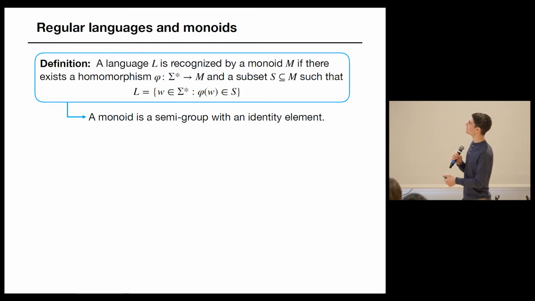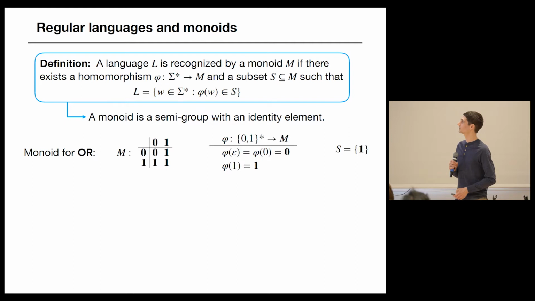In case you don't remember, a monoid is just a semigroup, so there are no inverses, but it does have an identity element. So as an example, let's just look at the monoid for OR. It's just this two-element monoid, right? In which the homomorphism just maps 0 to 0 and 1 to 1. And if any of the bits of your input is 1, then that monoid product is also going to be 1, which means you're going to land inside the set S, which means you'll accept. So this is just a small example.